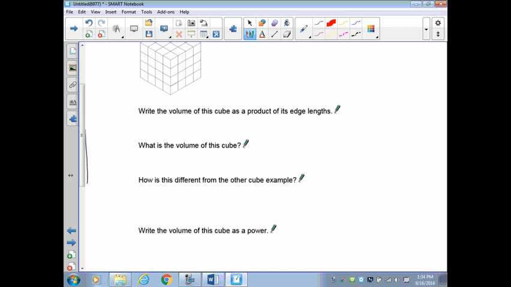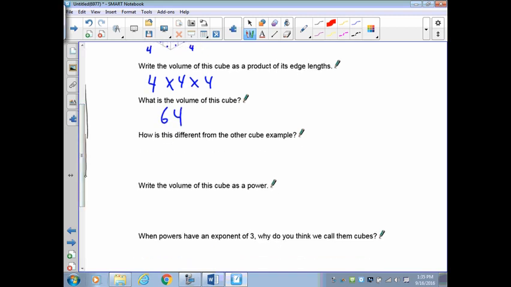All right, so first off, product of its edge lengths. You can see that it's got 4 squares there, 4 squares there, and 4 squares there. So it is a 4 by 4 by 4 cube. So this is 4 by 4 by 4. What is the volume? Well, you have to calculate what 4 times 4 times 4 is, and that is 64. And that's units cubed, or cubic units.